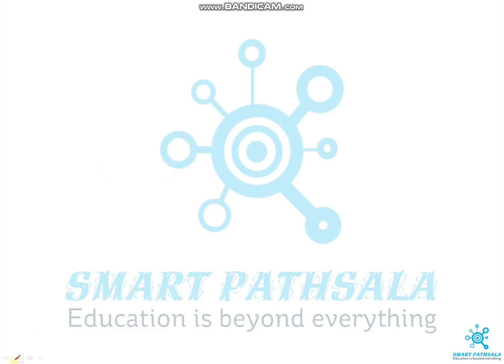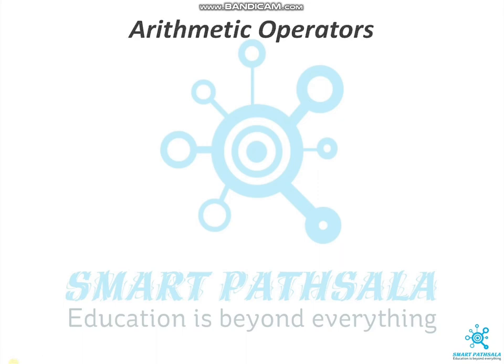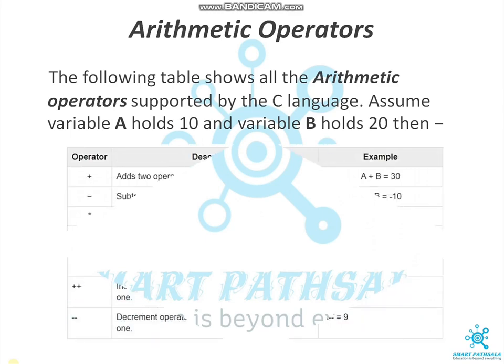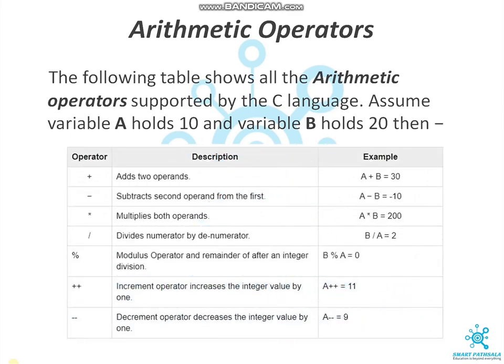The following table shows all the arithmetic operators supported by the C language. Assume that A holds value 10 and variable B holds value 20. Okay, now here are two variables A and B. For suppose A holds the value 10 and B holds the value of 20. Now let us see what are the different operators, that is arithmetic operators in C.